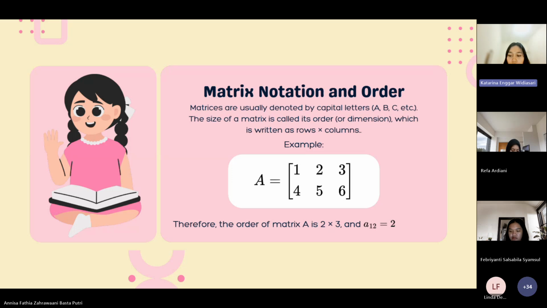The notation is called element notation. The element located in the first row and second column, looking at matrix A, is A 1 2, which is 2. So, next slide.